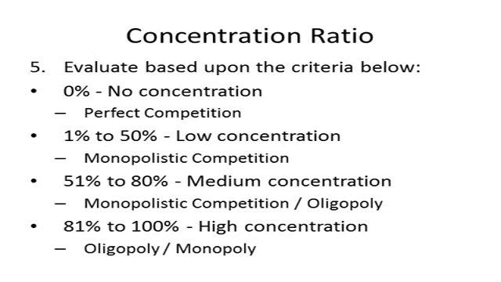0% means no concentration or perfect competition. 1 to 50% means low concentration or monopolistic competition. 51% to 80% means medium concentration, characteristic of monopolistic competition and oligopoly. And finally, 81% to 100% is high concentration, which indicates either the existence of oligopoly or monopoly.